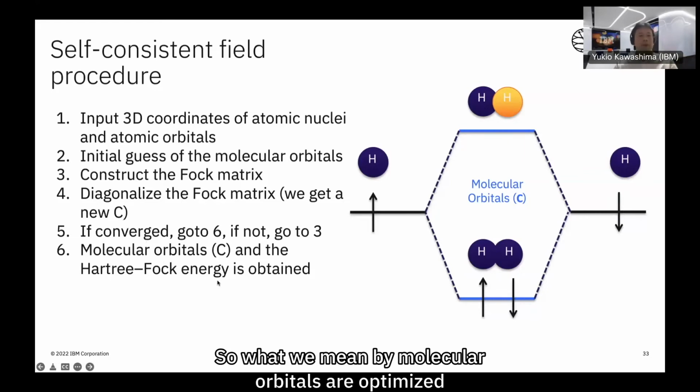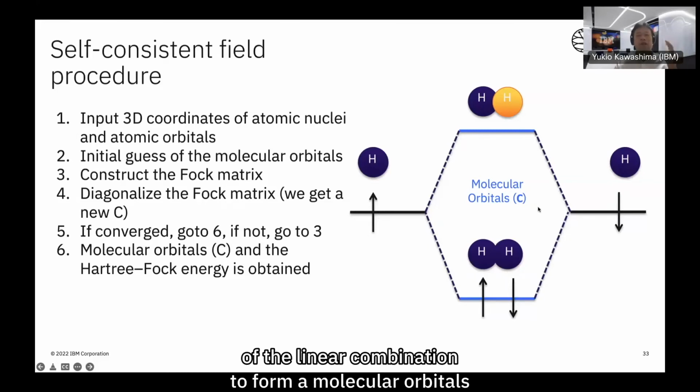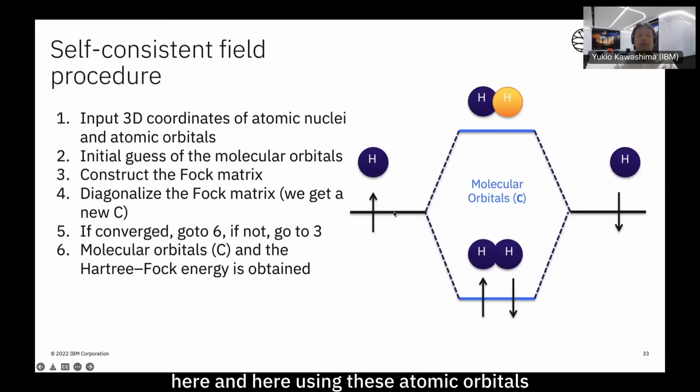So what we mean by molecular orbitals being optimized is that we get the linear coefficients of the linear combination to form molecular orbitals using the linear combination of the atomic orbitals. So we can construct the molecular orbitals here and here using these atomic orbitals. And C is showing the suitable coefficients for the linear combination.